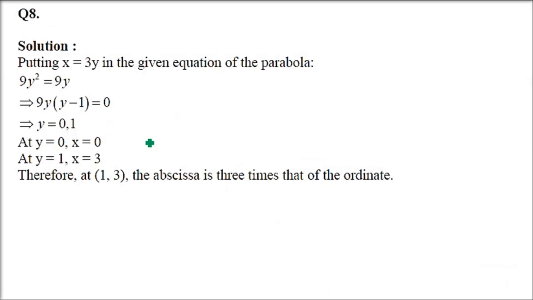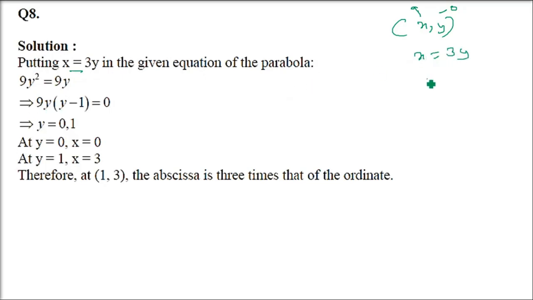This is question number 8. At what point on the parabola x square equals 9y is the abscissa 3 times that of the ordinate? So it is clearly given that the abscissa, if I write x and y, what does it mean? x is the abscissa and y is the ordinate. So the abscissa is 3 times the ordinate. x is 3 times y.